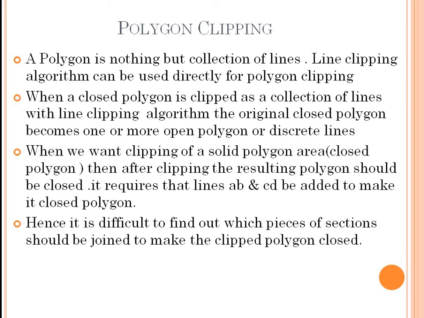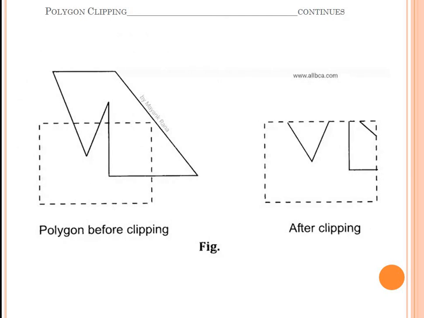In polygon clipping, when a closed polygon is clipped as a collection of lines with the line clipping algorithm, the original closed polygon becomes one or more open polygons or distinct lines. Here you see the polygon before clipping. This one is our clipping window and this one is our polygon. After clipping, this image is seen.